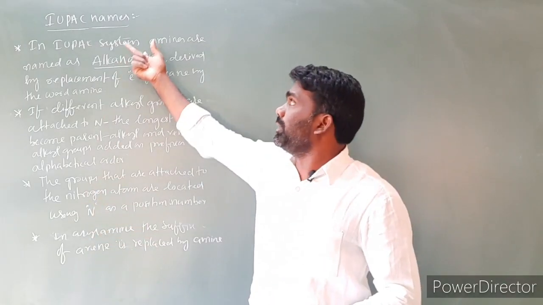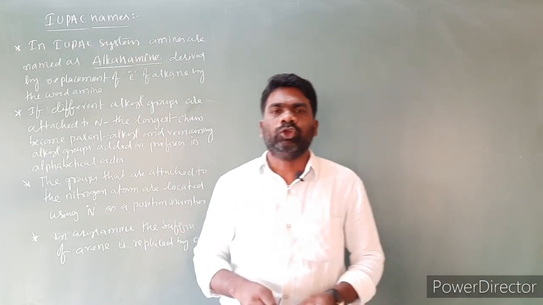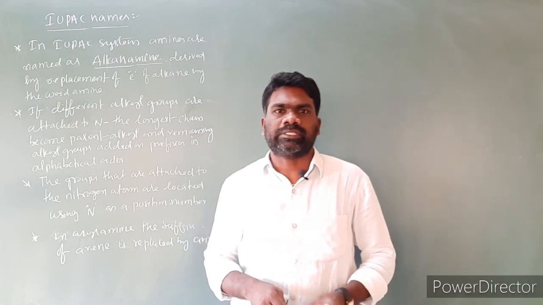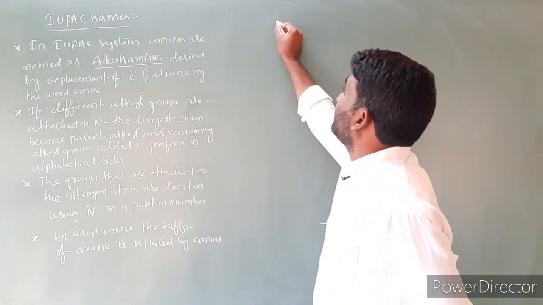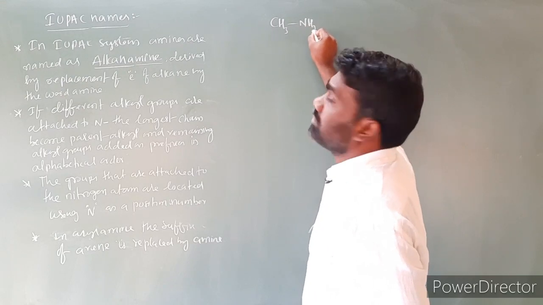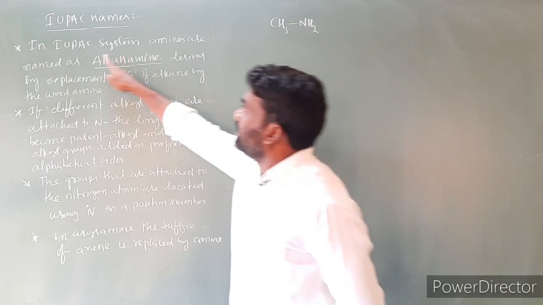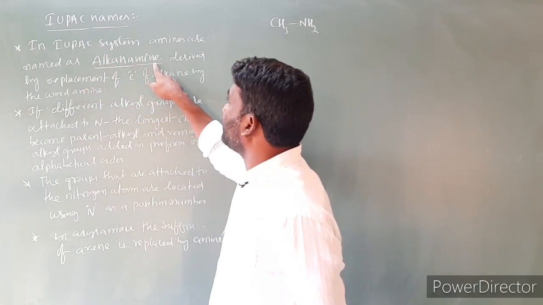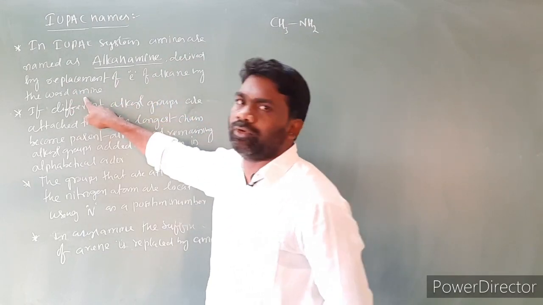Next, IUPAC names of amines. I wrote the rules on the board to write the IUPAC names of amines. Now we will discuss some examples of IUPAC names of amines by applying these rules. Example, I am taking CH3NH2. What is the name of this amine? Look at this. In the IUPAC system, amines are named as alkanamines, derived by replacement of E of alkane by the word amine.